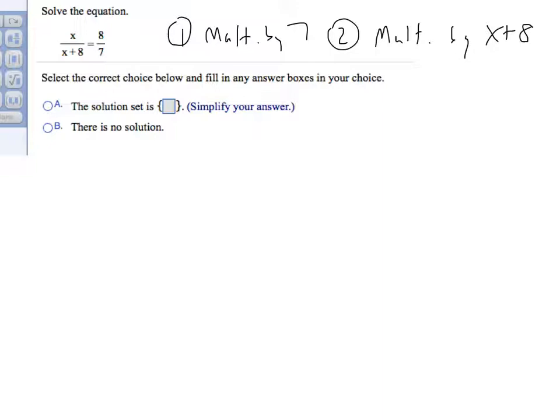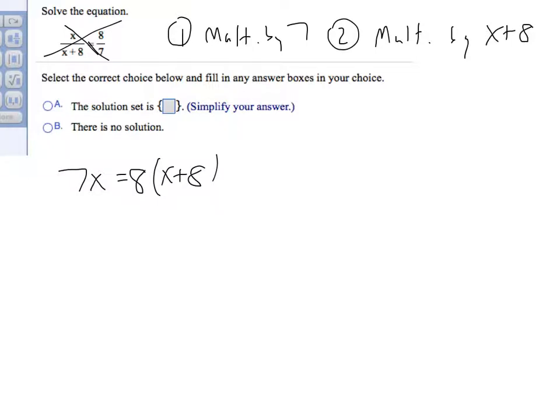But if we do employ the idea of cross-multiplying, we can think of it this way. So the 7 times the x is equal to the 8 times the x plus 8. Now I do have to be careful. It's 8 times (x plus 8). Again, it's the whole numerator times the whole denominator, and if one of those has something more complicated in it, then we need to put parentheses around it to make sure that the operation is done to the entire thing.